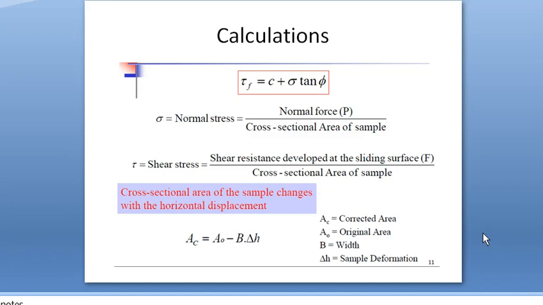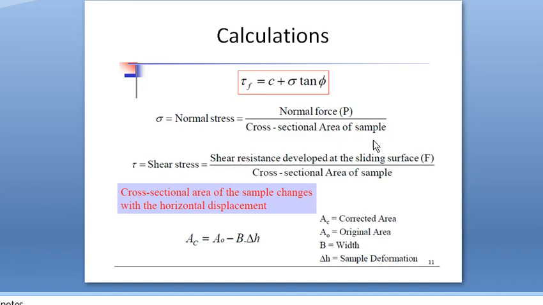Next, calculation. This is the Mohr-Coulomb equation. That is tau F, shear stress at failure, is equal to shear strength, that is S. Tau F is equal to S, as introduced by Mohr. Shear stress at failure is equal to shear strength, which is equal to C plus sigma tan phi. Normal stress is equal to normal force divided by cross section area of the sample, and shear stress is equal to shear force divided by cross section area of the sample.